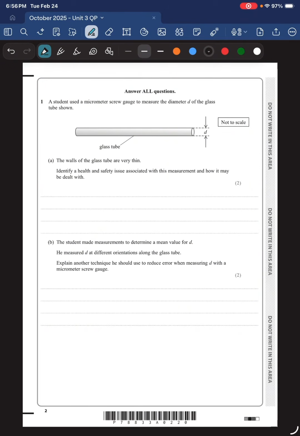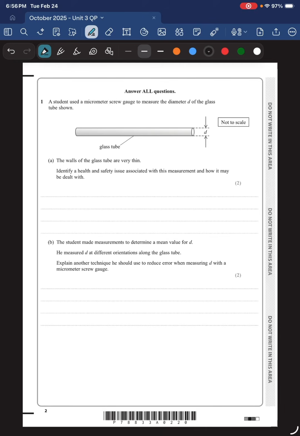Question 1. A student used the micrometer screw gauge to measure the diameter D of the glass tube shown. Okay, and we have a glass tube. The walls of the glass tube are very thin. Identify a health and safety issue associated with this measurement and how it may be dealt with. So the problem is that it's a glass tube, right? So if we use a screw gauge, as we tighten the screw gauge, we might actually break the glass and it might get into our eyes or hands or whatever. So it's dangerous. Okay, so you need to use protective glasses and gloves at the same time.